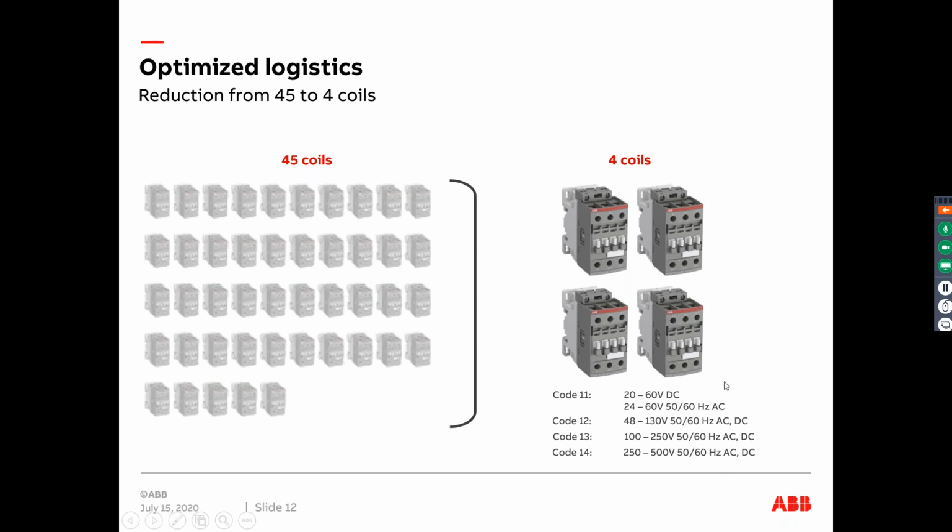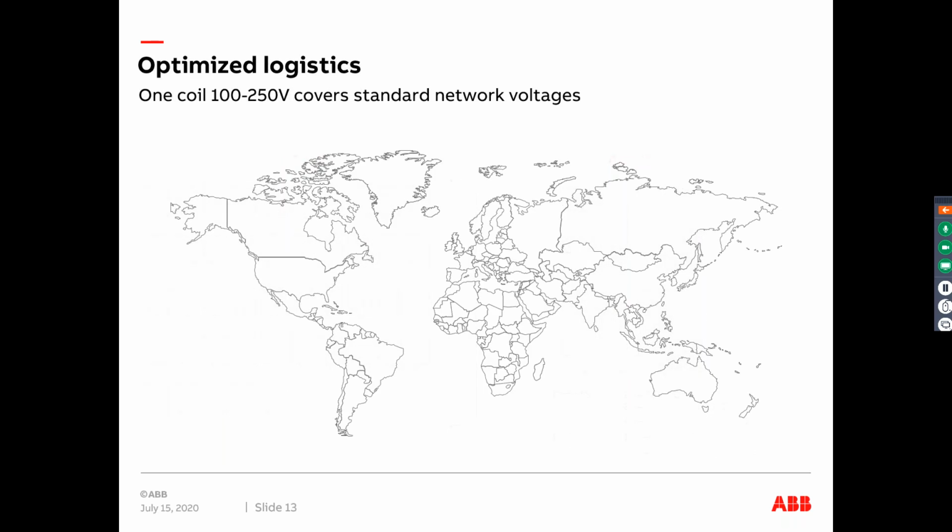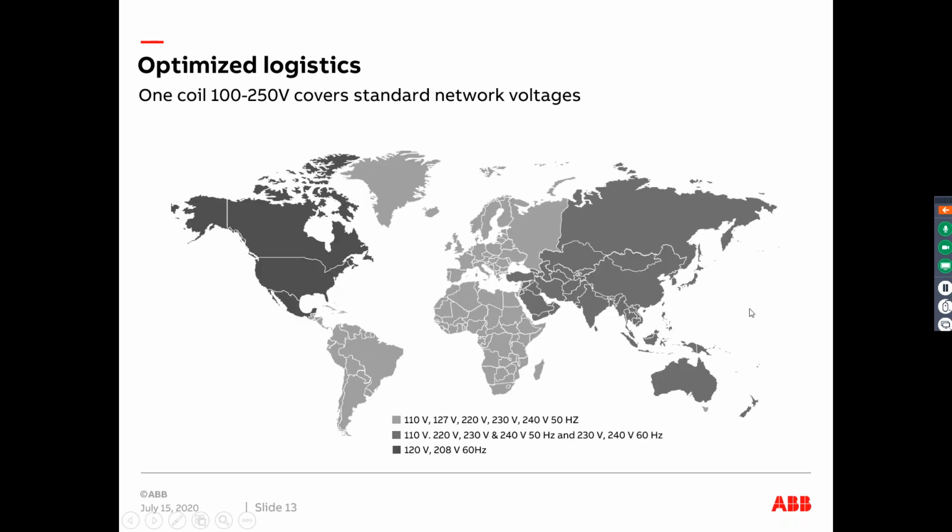Code 11 goes from 24 to 60 volts. Code 12 goes from 48 to 130 volts. Code 13 is 100 to 250 volts, and code 14 is 250 to 500 volts AC/DC. Code 13, which is 100 to 250 volts, is our biggest runner, not only in Australia but around the world. This is the example I can give you for one coil, 100 to 250 volts. You can service the entire world, actually, globally.